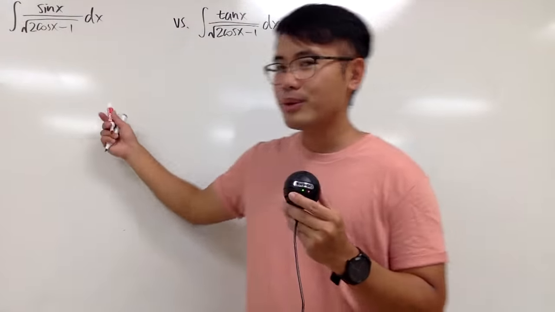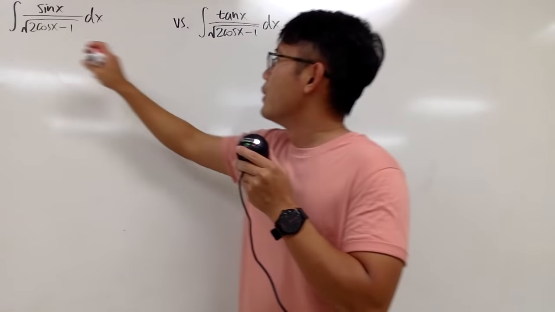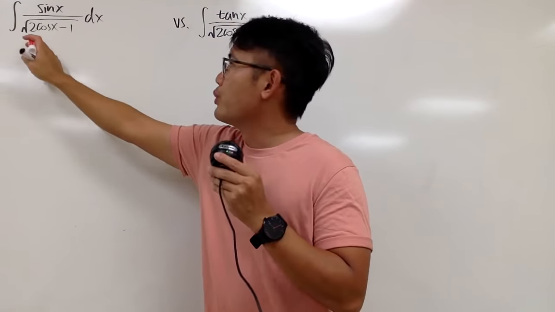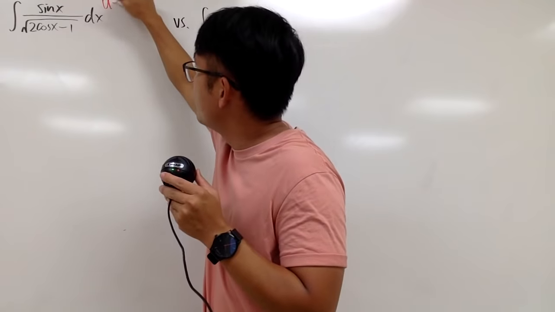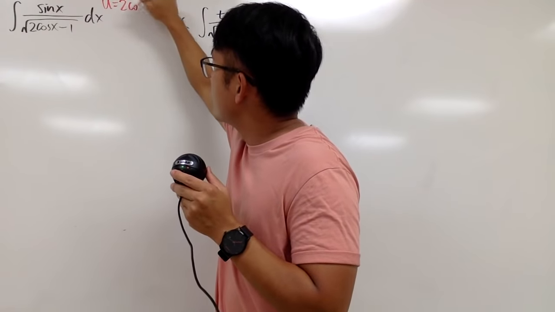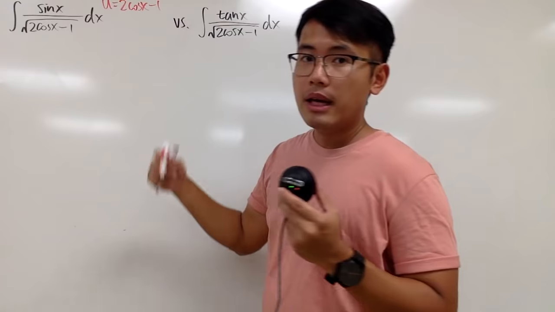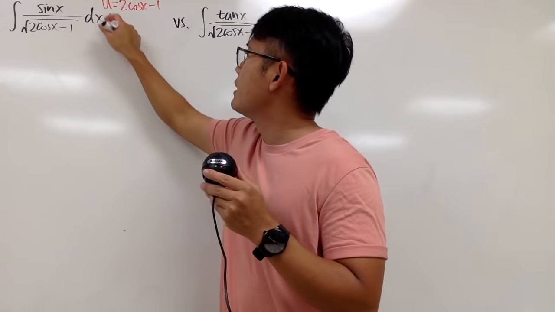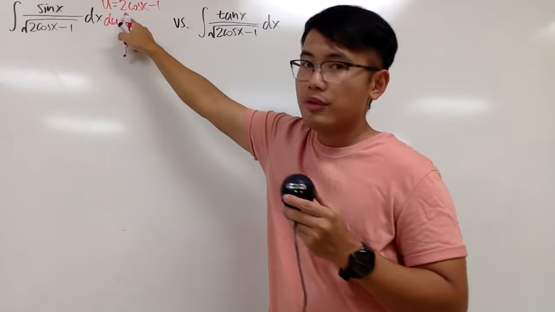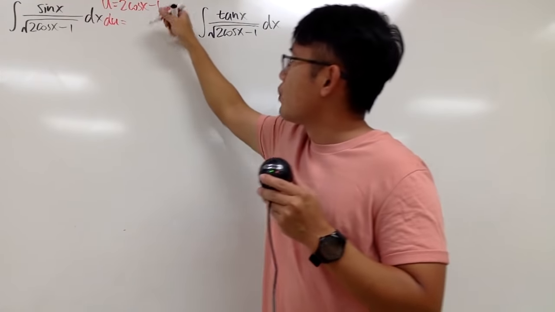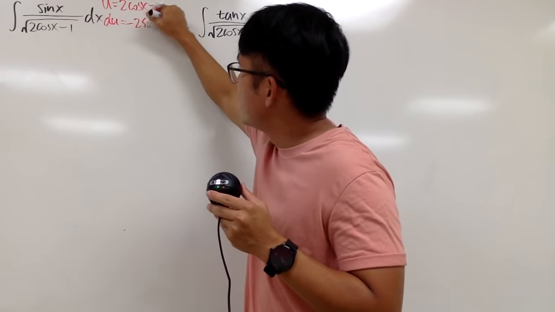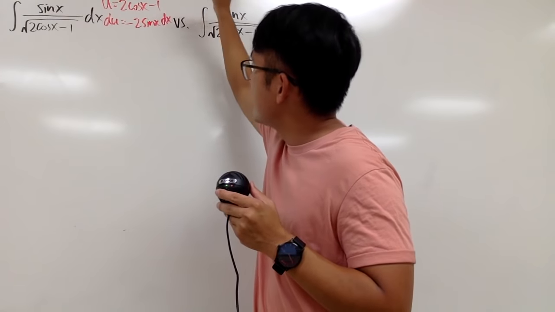Okay, we are going to do this one first because we can just use the u sub. Let u equal to the inside. I will just put down u equals 2 times cosine x minus 1. And we know this is a good choice because if I differentiate both sides, the derivative of 2 cosine x minus 1 is negative 2 sine x dx.